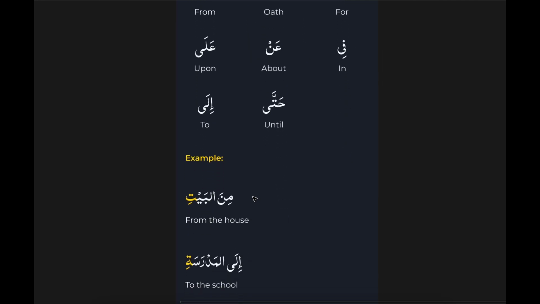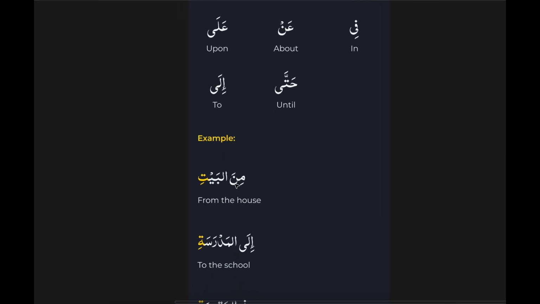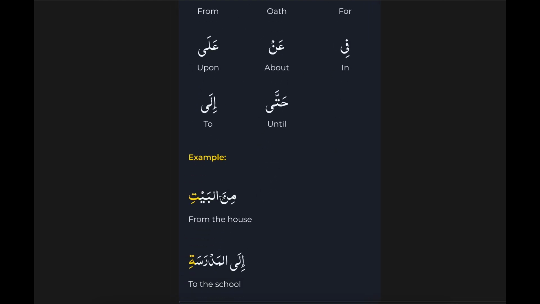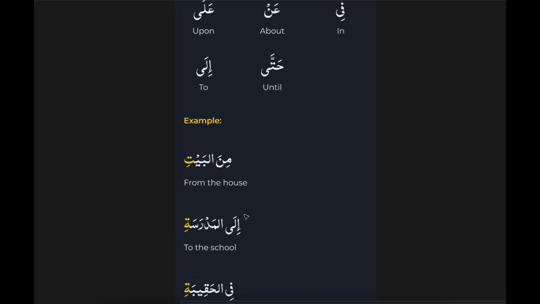Let's see some examples of these words. Minal baiti. Min is a harf of jar. Remember, ba, ta, ka, lam, wa, min. Min is a harf of jar, so it is going to make the next word jar. So baitun becomes baiti. Minal baiti, from the house.